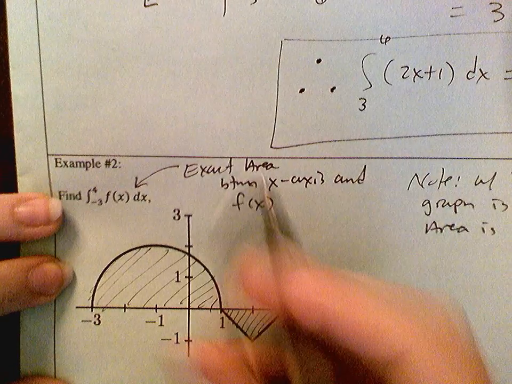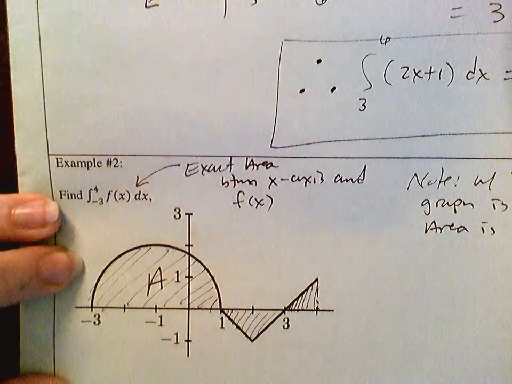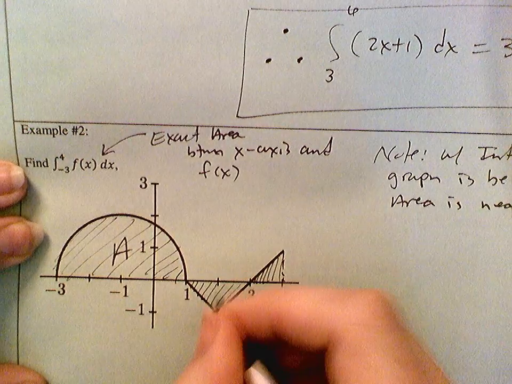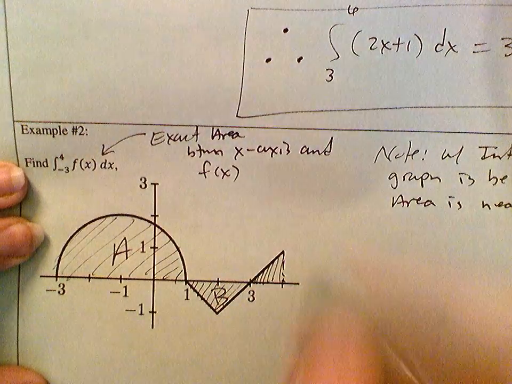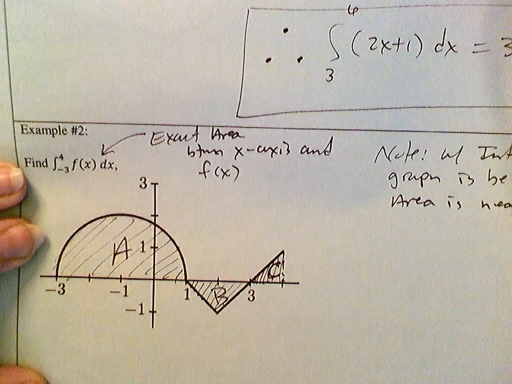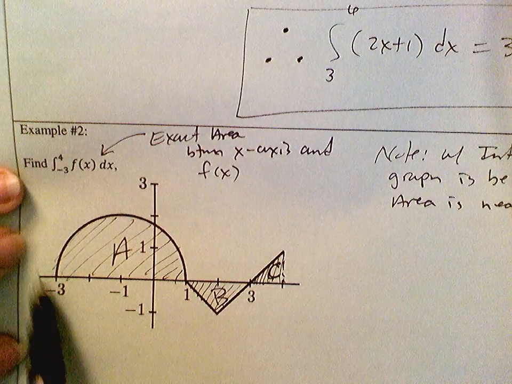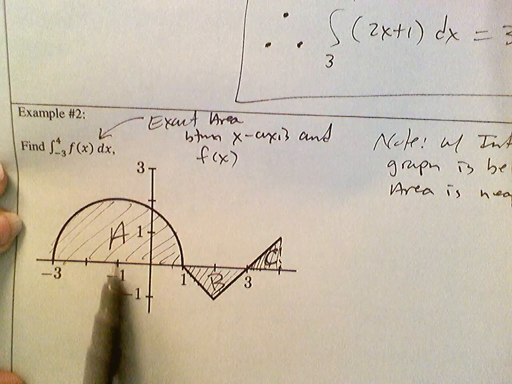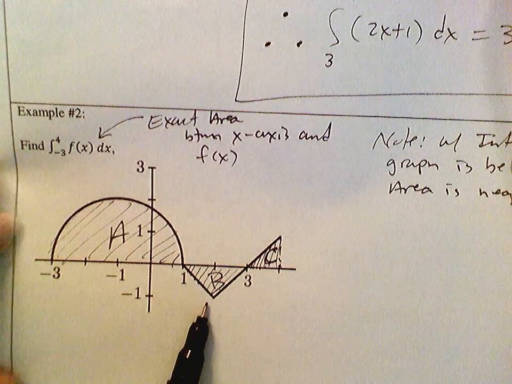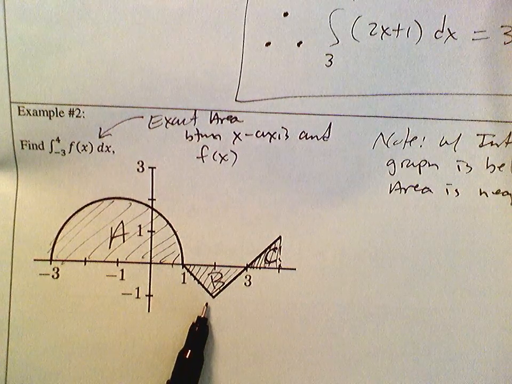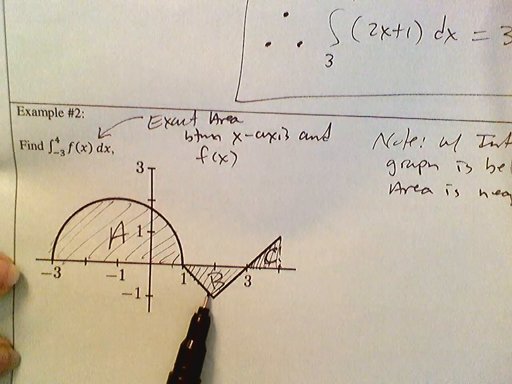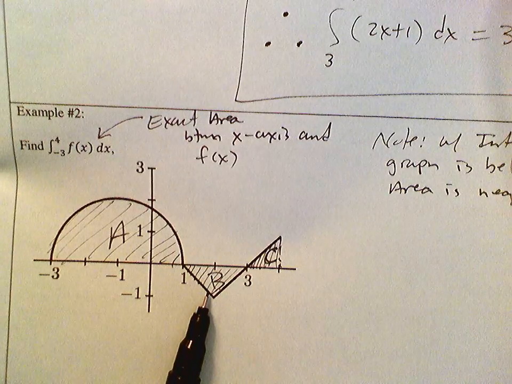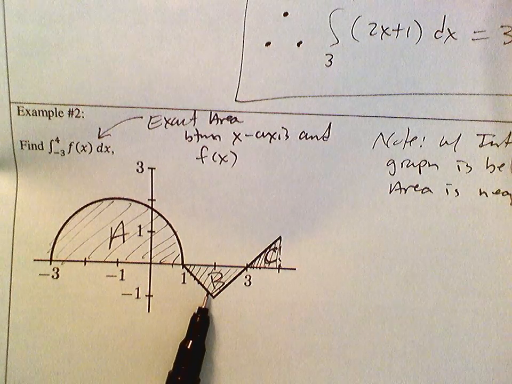All right, so let me call this shape's area A. I'll call this area B, and we'll call this area C. So if we wanted the area of the total shaded region, we would just have to do A plus B plus C. But note, B is going to be negative. So the area here should be a negative number. Or we'll find B like it's positive, but then we'll subtract it later. That's how we'll do it.